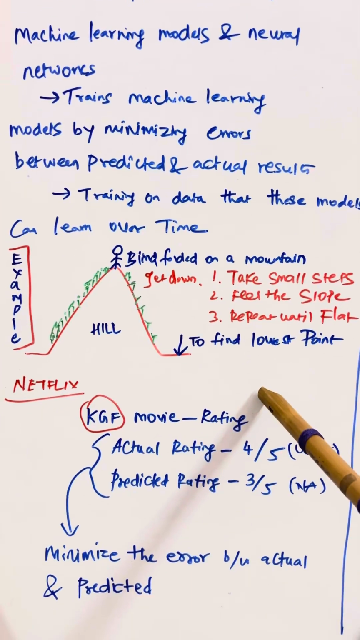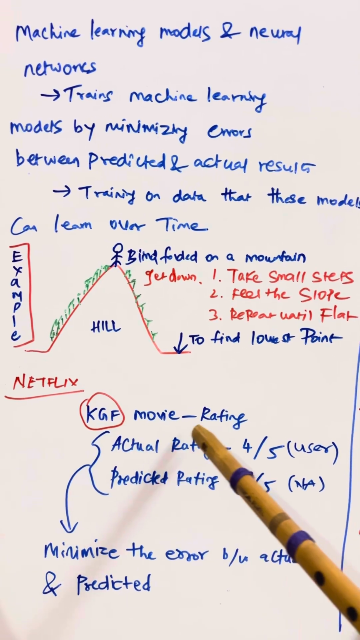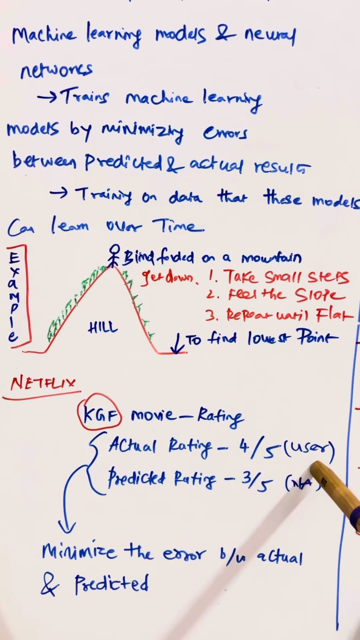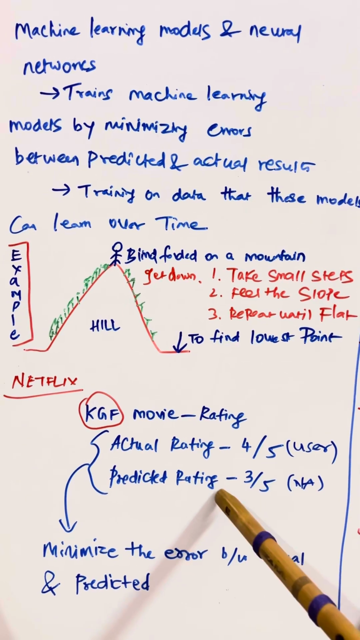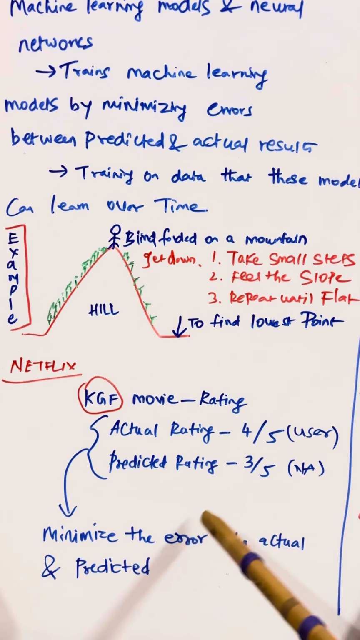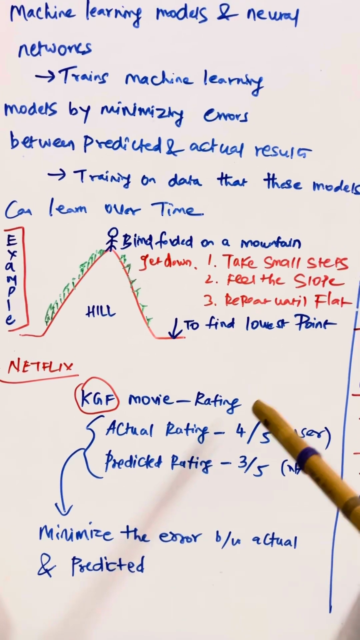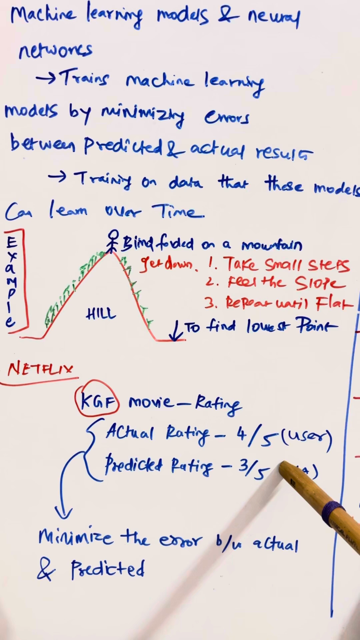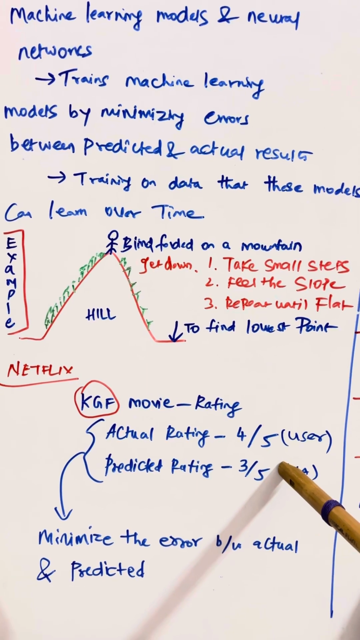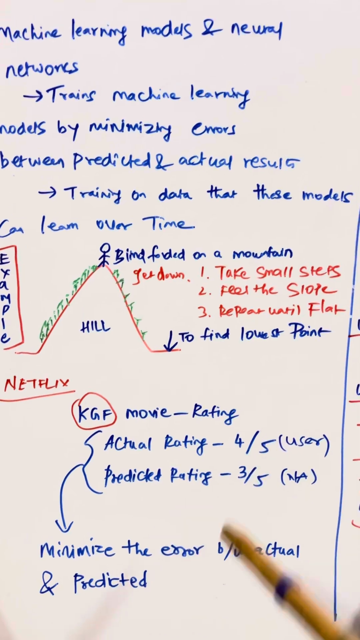So in real time in Netflix, for a movie KGF, the actual rating is 4 by 5, which is given by the user. The predicted rating is 3 by 5 from the Netflix algorithm. So we minimize the error between the actual and predicted one. So this is the actual and this is the predicted. To reduce the error, we are doing this.